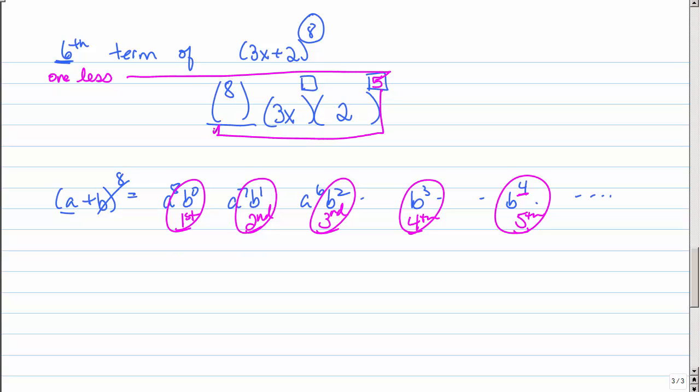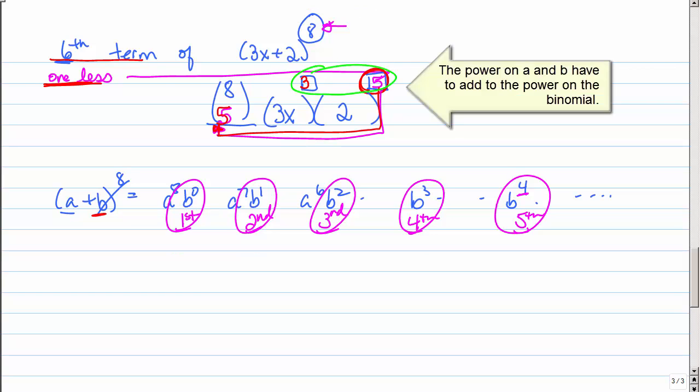And that matches there. Alright, so how do we get the power now here? Well, we notice those powers have to add up to that, so I need a 3. So let's just go over this again. If you are looking for the sixth term, you want 1 less than that, and that goes as the power on the b term, that second term in the binomial. That's also that number right here. And then you need to know that these have to add up to your initial power.